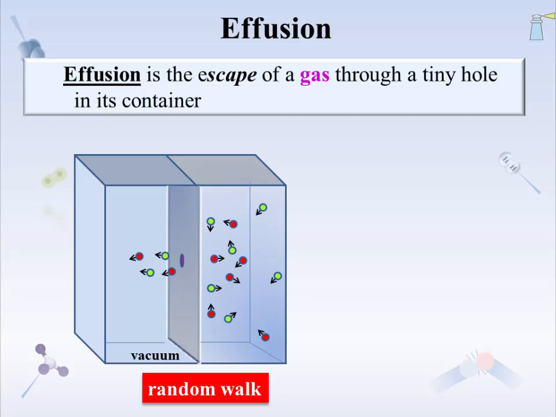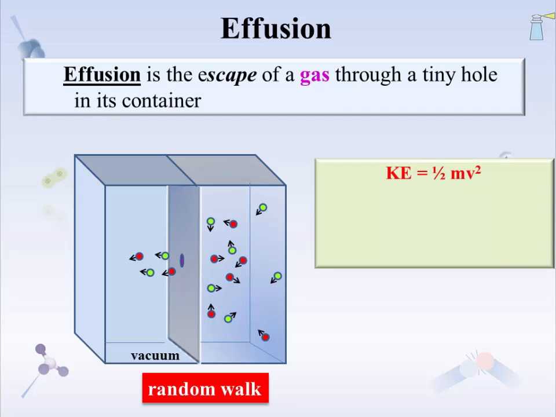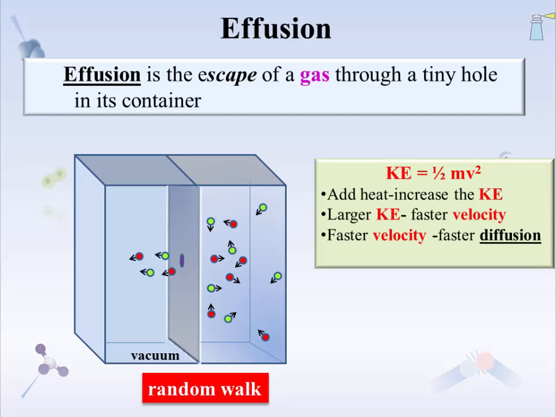Effusion is influenced by the same set of factors as diffusion. That can be viewed through the kinetic energy of the gas. Effusion is influenced by the mass and velocity of the gas particles. Adding heat to a sample of gas increases its kinetic energy. Since the mass of the particles doesn't change with heating, the larger kinetic energy means a larger velocity, or faster particles. Faster velocities affect faster diffusion, and faster diffusion creates faster effusion.